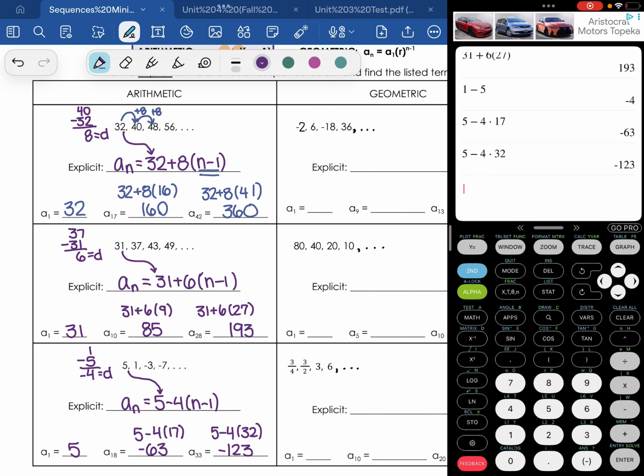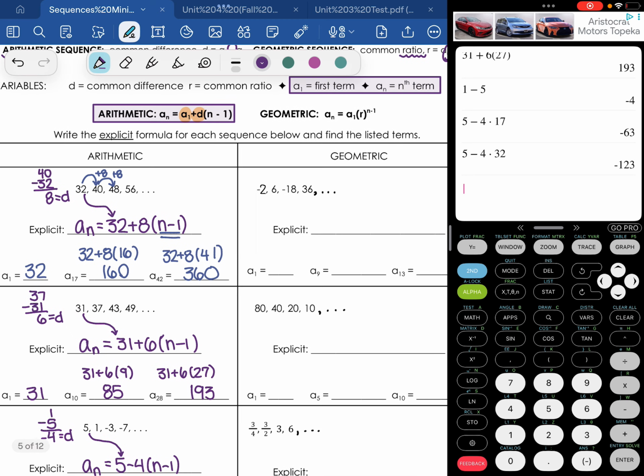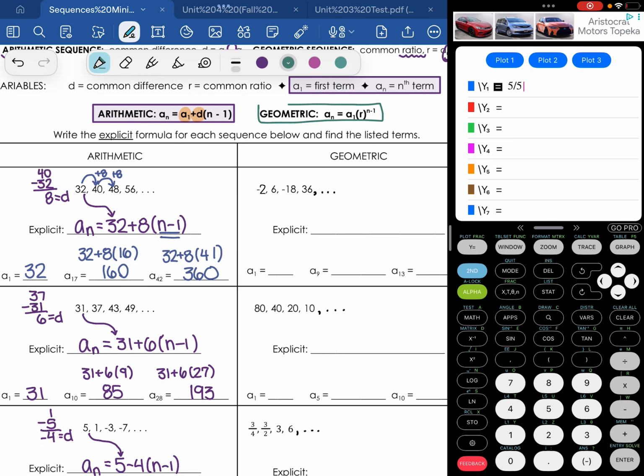All right, geometric. You'll see that it has its own formula up here. The main difference is that there's no plus sign. Because geometric sequences multiply, it's A1 times R. It's A1 plus D for arithmetic because you're adding that every time. Now we're multiplying, and we're going to use those parentheses to show that. You can use a multiplication dot if you want, but it gets kind of confusing with negatives.